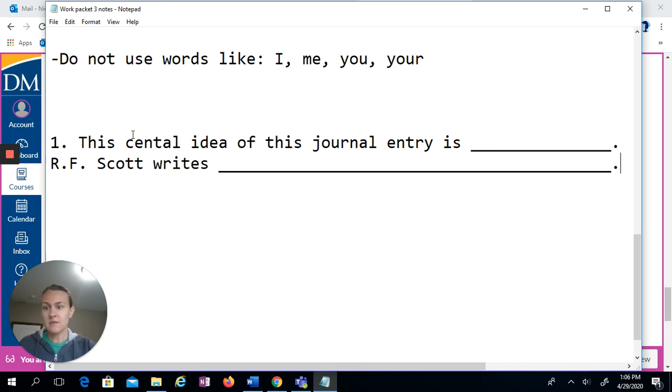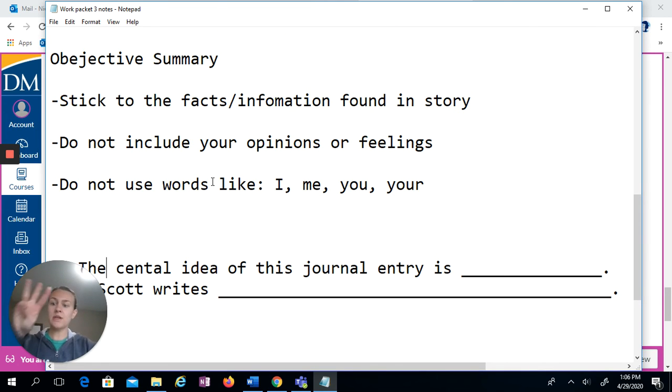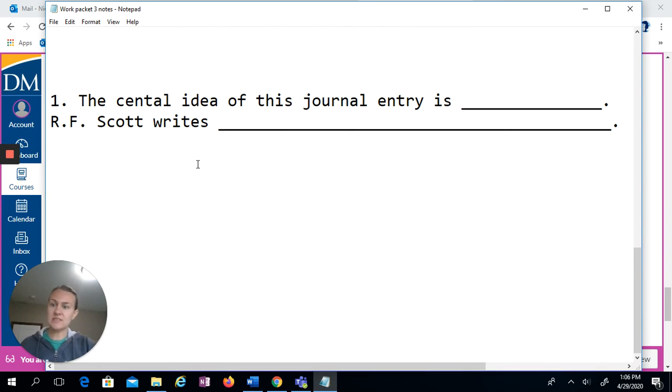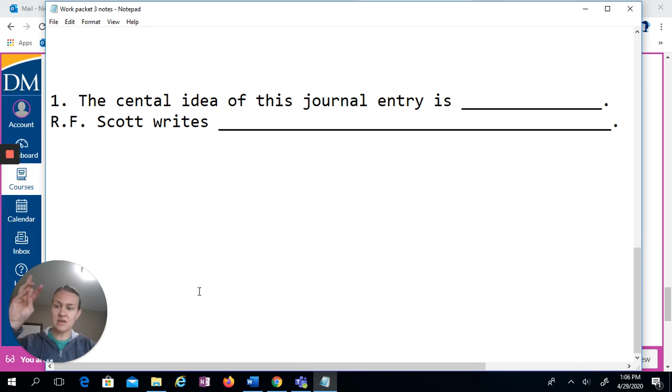So open up the first sentence. You can say, the central idea of this journal entry is, then tell me what you think this central idea is, period. Now tell me how you know that that's a central idea. Give me 3 reasons why from the text. So you could say, R.F. Scott writes, and tell me what information in there helped you know what the central idea of the passage was. Then give me a conclusion sentence, wrap it up.